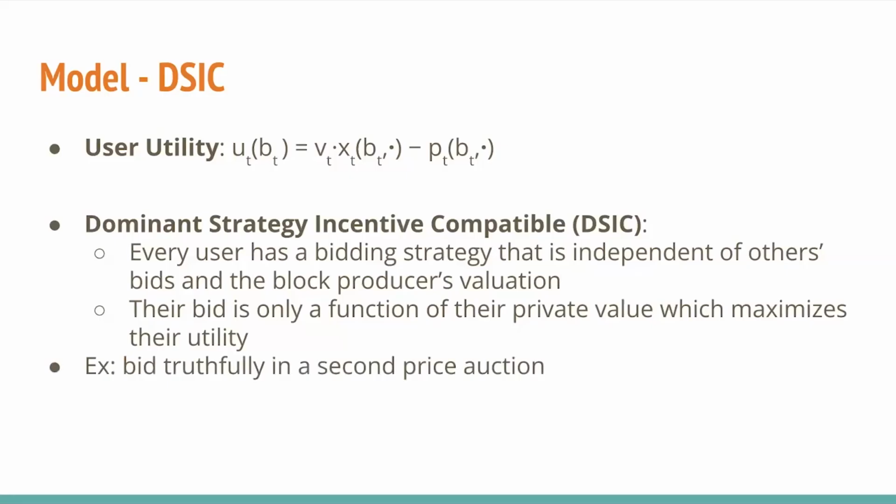An example of a DSIC mechanism is the second price auction, where users always want to bid truthfully. If you assume the block producer, the auctioneer, is just following the protocol as stated, then it is a dominant strategy to just bid your actual value.